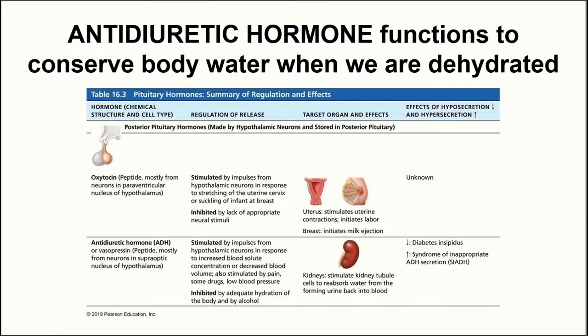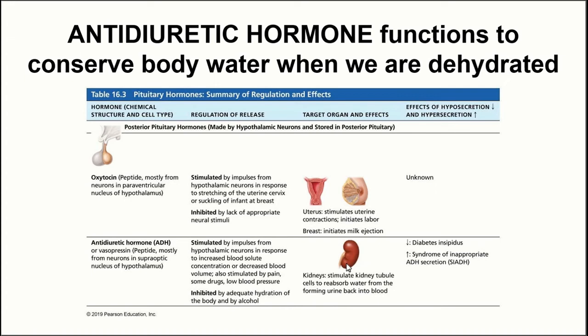Next, we have antidiuretic hormone, which is also abbreviated ADH, but it also goes by another name called vasopressin, and we'll see why that is in a second. But basically, antidiuretic hormone functions to conserve body water when we are dehydrated. And the way that this hormone works is that it stimulates the kidney to absorb water from the urine that it is forming. And so it takes that water out of the urine that's forming, and it puts that water back into the blood. So in this way, the kidney is conserving body water rather than losing that water with the urine.